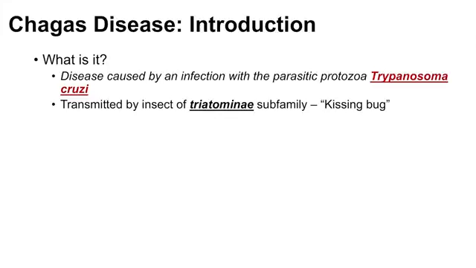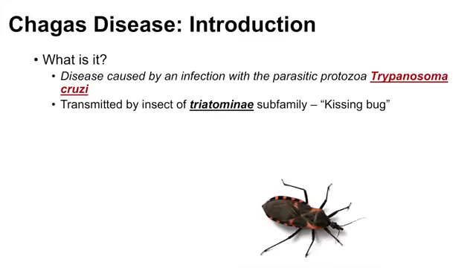Now, the Trypanosoma cruzi protozoa is transmitted by an insect of the Triatominae subfamily, and this insect is informally referred to as the kissing bug. And here's a picture of the kissing bug. And the way that the Trypanosoma cruzi protozoa is transmitted from the kissing bug to a person is through the fecal material of the kissing bug coming into contact with the mucosal membrane of the person.